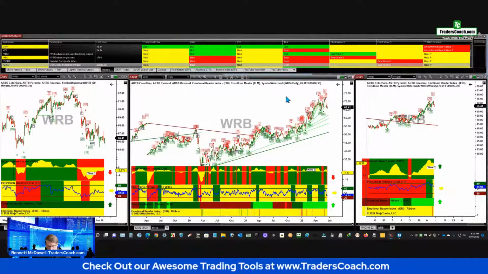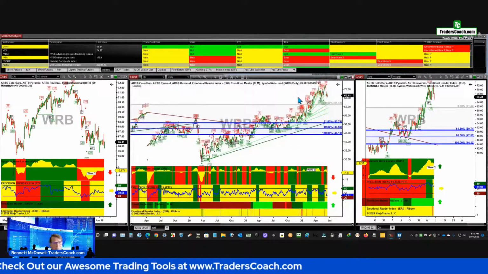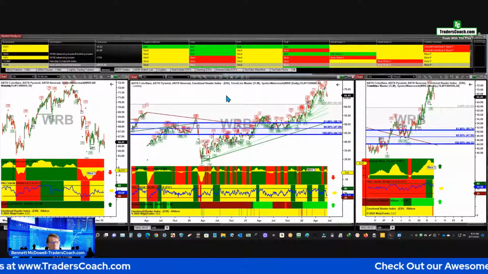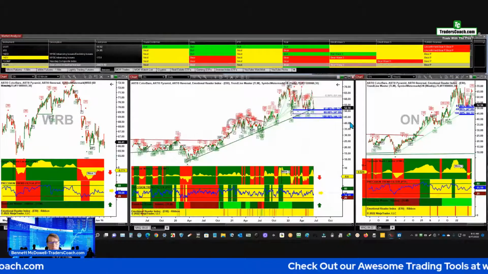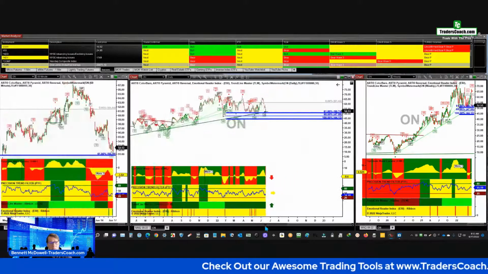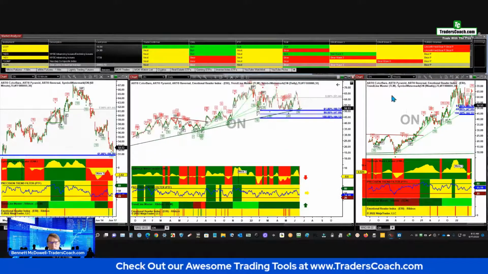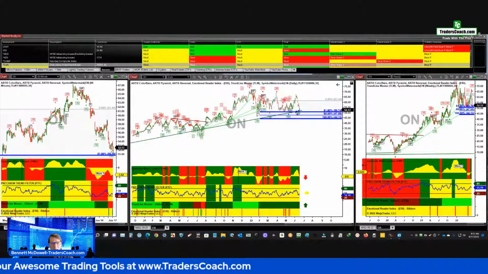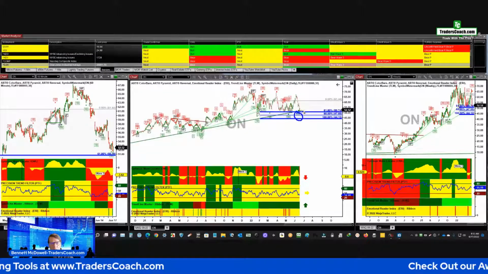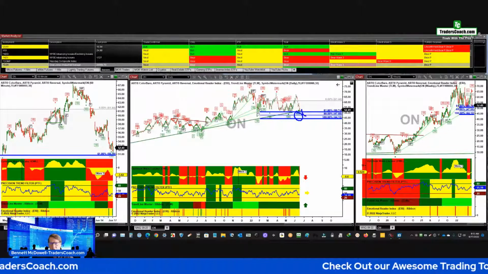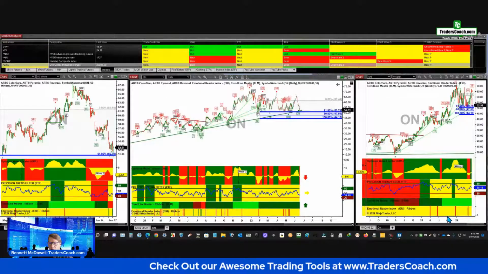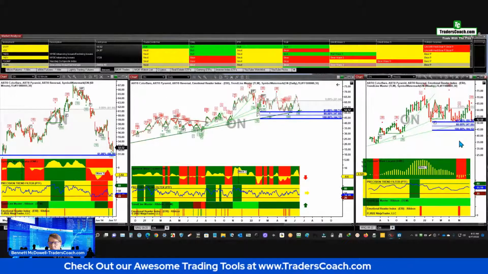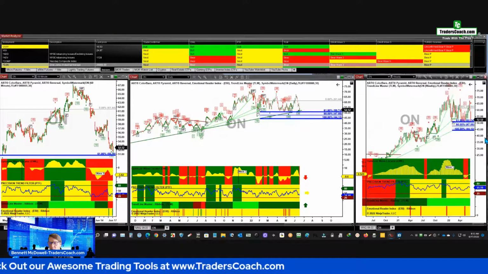Okay, ON is here. Let's take a look at that. Okay, here's ON. We looked at this before, and if you remember, we were looking at a retracement level down to this level here, and it looks like we're heading on down. Now, that's a short-term retracement level, but let's take a look and see what's cooking over here on the longer-term situation.